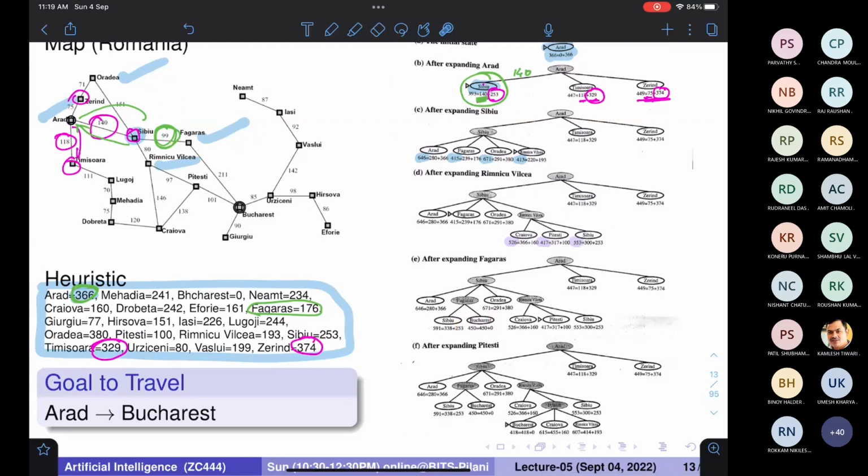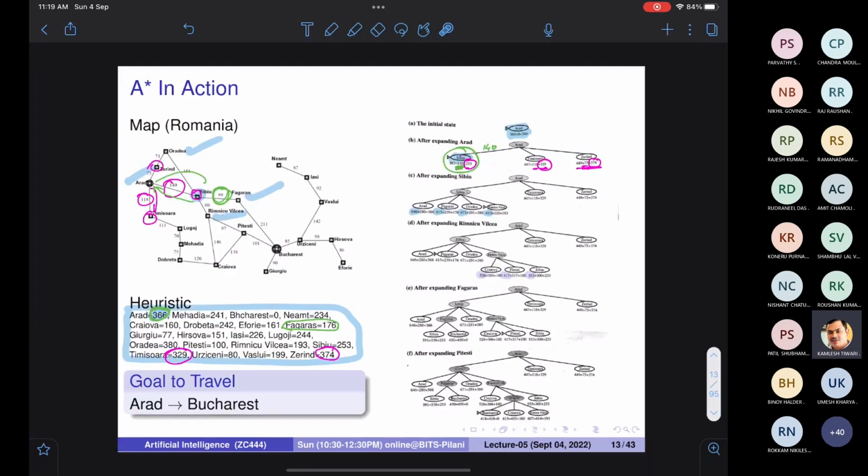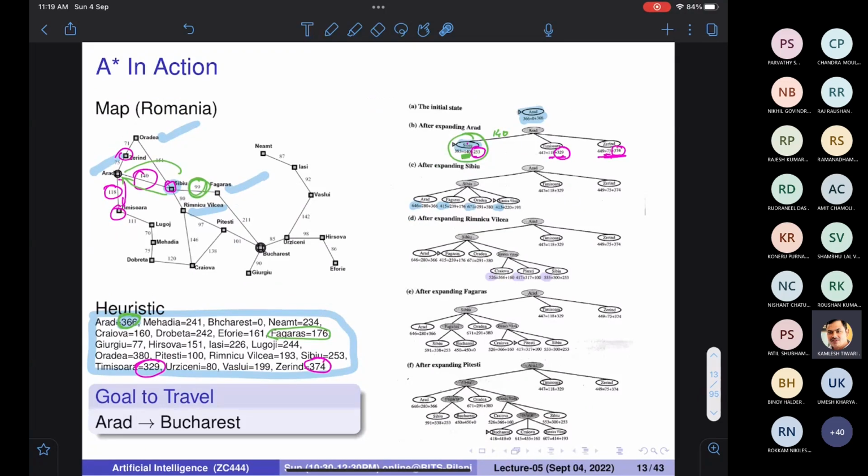Okay. No, I think we have to go to the Bucharest. Okay, do you understand? So this is how you find out the path using the A star algorithm. So I strongly suggest that you find out by yourself, do the computation of all these things and see how you are going to explore the items one by one.